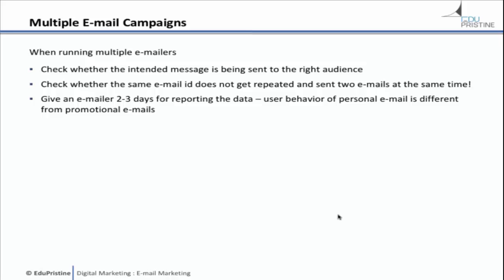Give an emailer at least 2 or 3 days for reporting the data. User behavior for personal email is different from promotional emails. If you send out a personal email, you can probably expect a response right away from your friend, but a promotional email will take some time. So give at least 2 or 3 days to collect the data, then analyze it and say whether it worked or not.